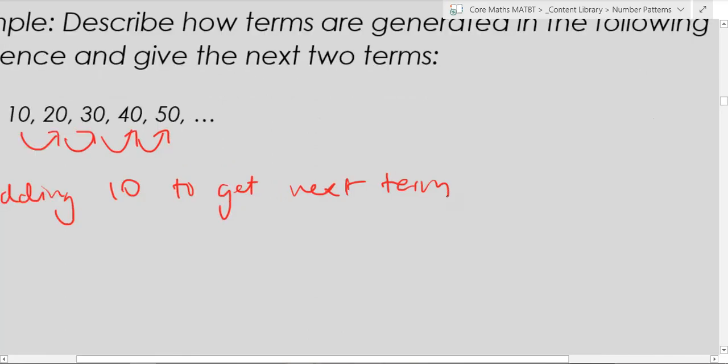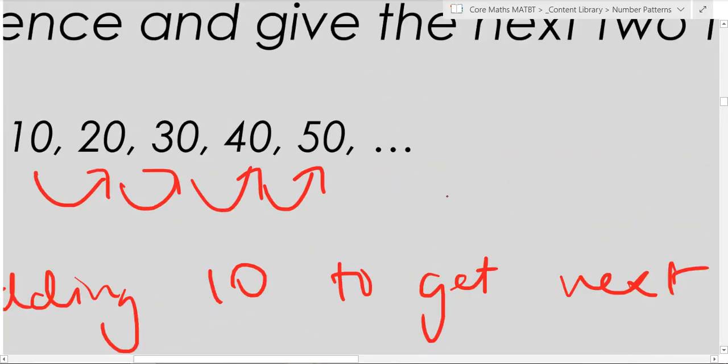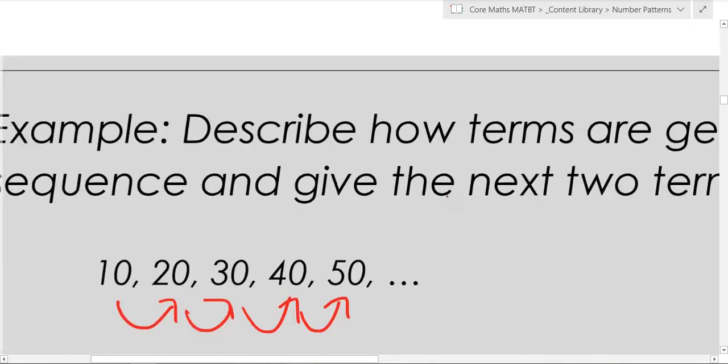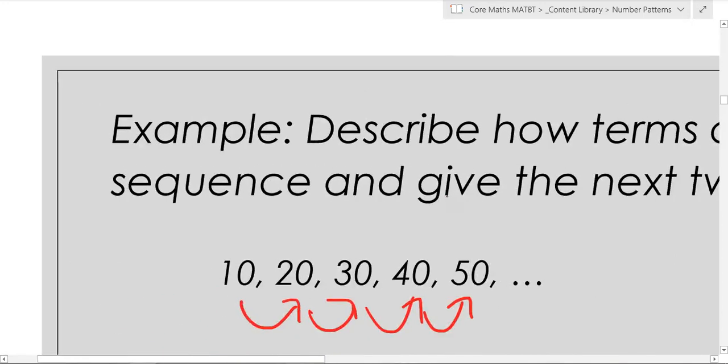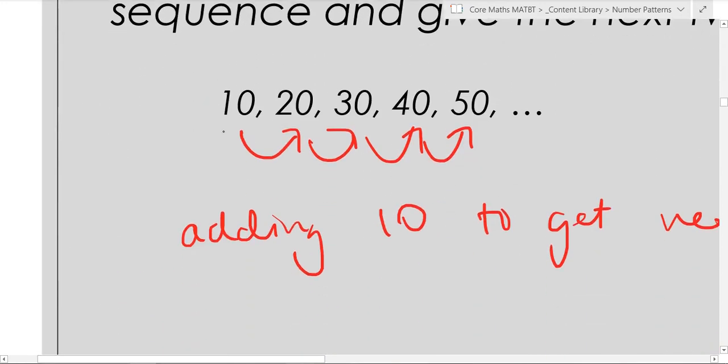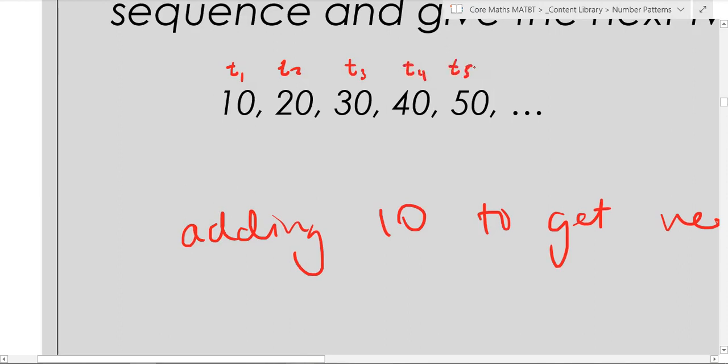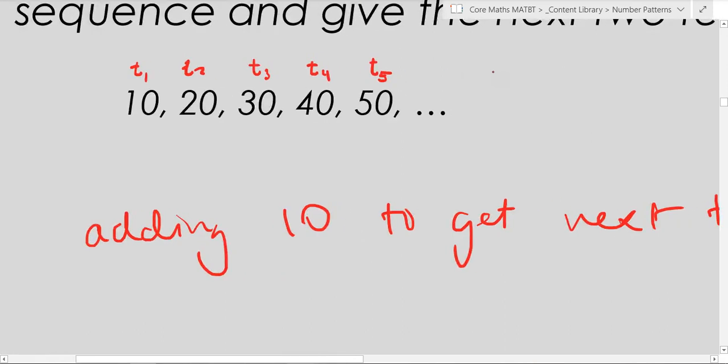Okay, so in this case here, we're adding 10. Now, the next part of the question is find the next 2 terms, or give the next 2 terms. So what we're looking for here, if this is T1, term 1, 2, term 3, term 4, and term 5, we're looking for term 6, and term 7.